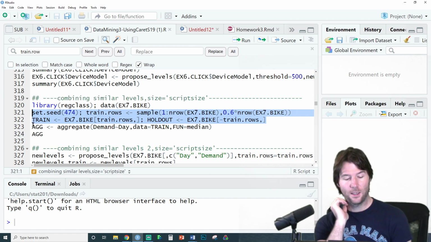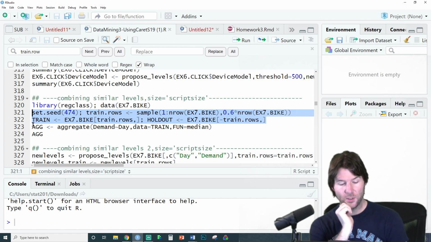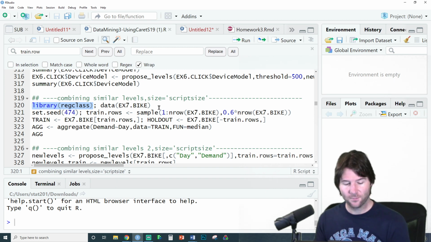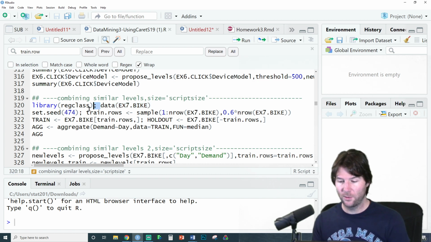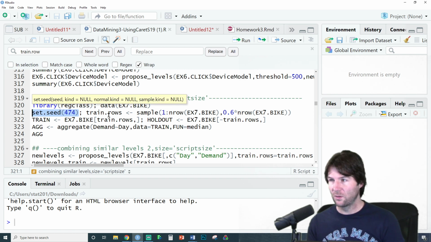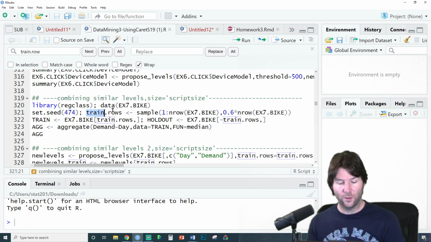And you'll notice we're just pulling up, let's take a look at it. We're setting our seed to control the randomness. Before that on line 320, we're bringing up regclass to start up that library. We have data ex7 bike right here, which is a data set inside of regclass, and both of these are appended onto each other, so we're running them both together. Then we have set seed right here, and that's just controlling the randomness. Then we have the train rows, which we are creating by taking a sample of the numbers 1 through how many rows there are in ex bike, and then we're only taking 60% of those.